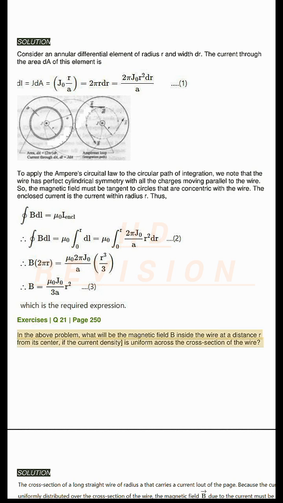In the above problem, what will be the magnetic field B inside the wire at a distance r from its center, if the current density is uniform across the cross-section of the wire? Solution.